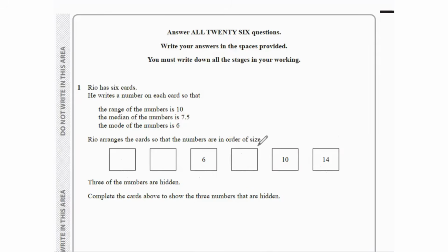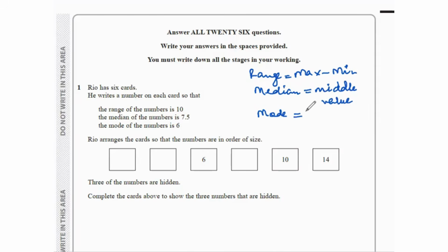Since they're in order of size, that makes it easier for us to understand what the missing numbers are. For such types of questions, you need to know how to differentiate between the terms range, median, and mode. Now, range is maximum value minus minimum value. Median is your middle value. And mode is your highest frequency value. So the value that occurs the most, which has the highest frequency, that is your mode.